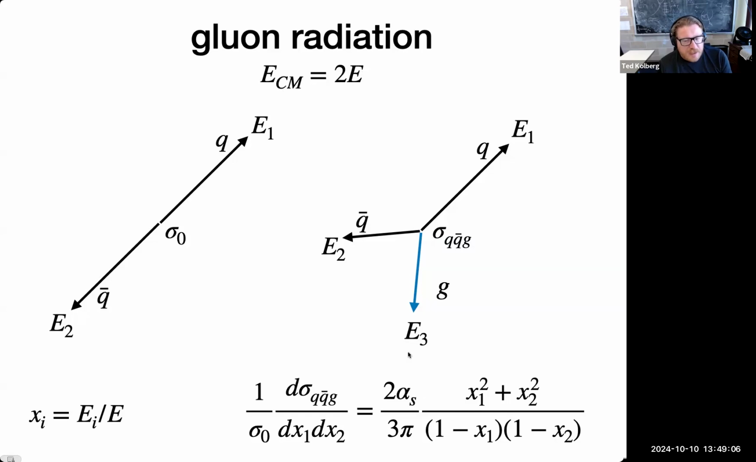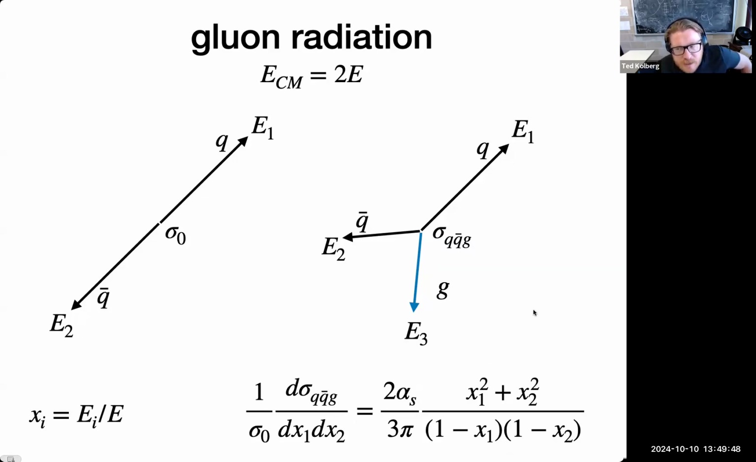You do this calculation, you find that it depends a little bit on alpha sub s, the coupling constant for the strong force. And then also this fraction, x1 squared plus x2 squared over 1 minus x1 times 1 minus x2. So this gives a characteristic distribution for how often you should expect these things given a set of energies. If I tell you what the collision energy is and what the energies of the 2 quark jets are, you should be able to tell me what the probability to radiate a gluon with the remaining energy that's not already accounted for to be. And there's already some interesting physics in this expression.